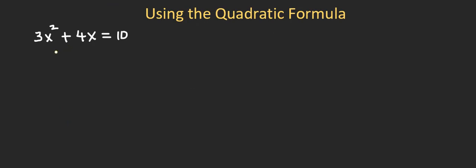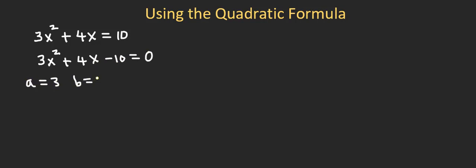Let's take a look at this example. You've got 3x squared plus 4x equals 10. You want to write it in standard form. So 3x squared plus 4x minus 10 equals 0. So your a is 3, your b is 4, your c is negative 10. And we're going to plug it into the quadratic formula.